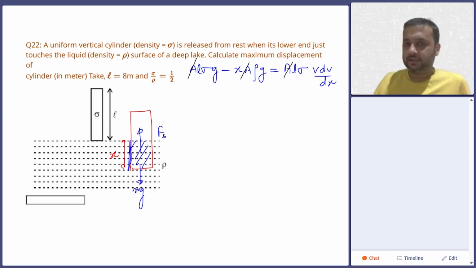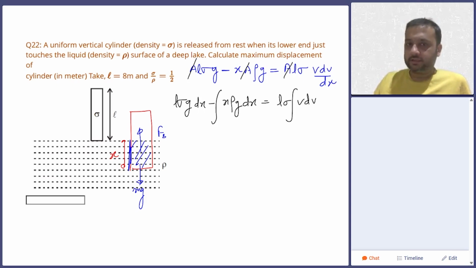Okay, so basically what you can do, you can bring dx on the LHS. So L sigma g dx minus x rho g dx will be equal to L sigma v dv. Okay, now we can integrate this equation. Initially the value of v was 0, and x was 0.